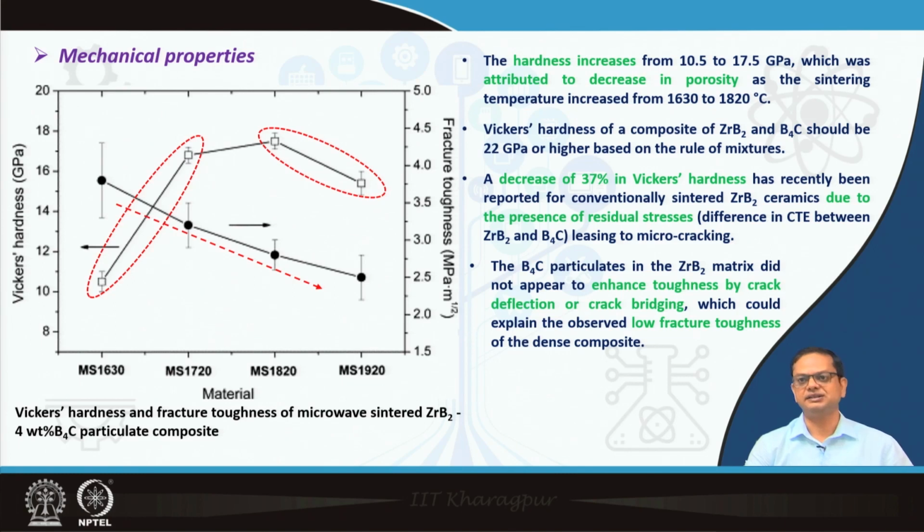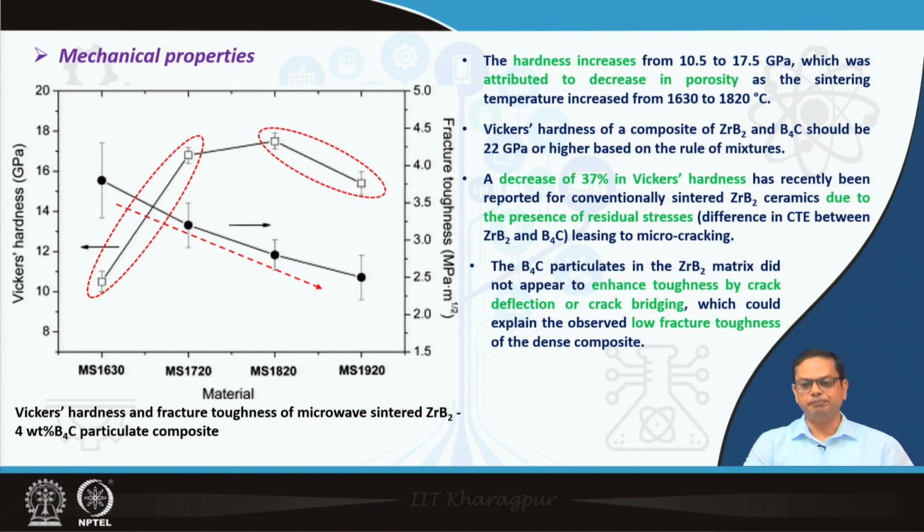So, both the factors are playing a role here. Number one is decreasing porosity, and second, as I mentioned earlier, the classic phenomena which take place in ceramic matrix composites, like interfacial delamination, crack bridging and crack branching, are not happening here, and that is why the fracture toughness is getting reduced. Okay. So, we discussed a ceramic matrix composite which has been made by microwave sintering.